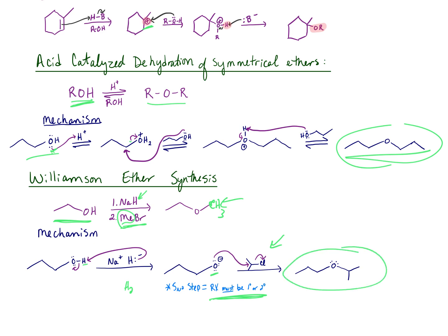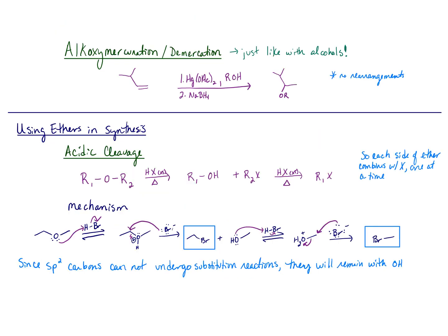So that's how you end up making asymmetric ethers. So you can make both symmetric and asymmetric ethers. And finally, just like we can make an alcohol with alkoxymercuration, we can do that with an alcohol as well to make an ether.